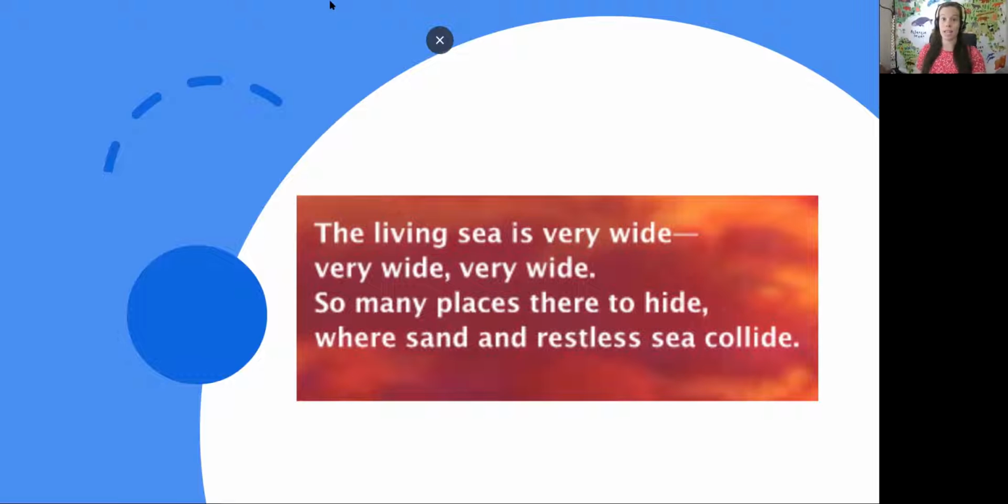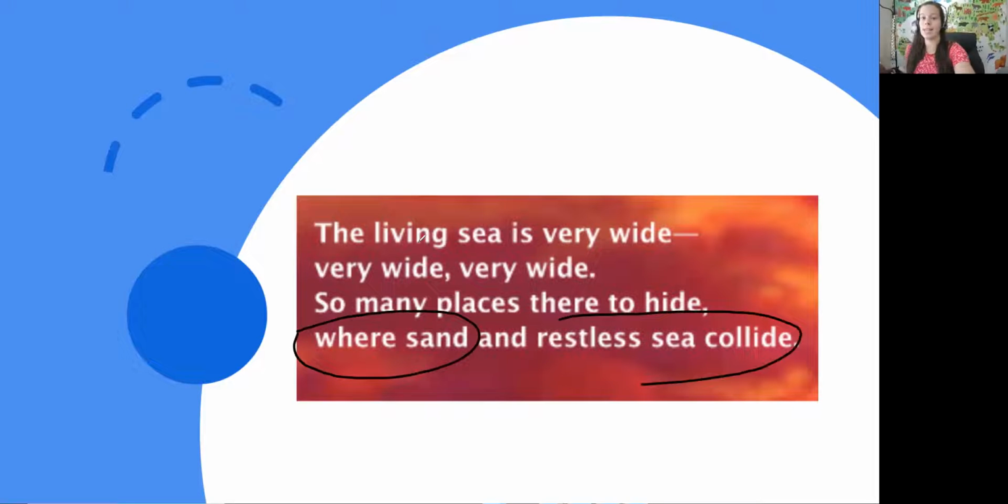Now, again, it is a poem, so it's written kind of differently than we would normally speak. Like where sand and restless sea collide. I know collide is like a crash. Boom. So we have sand and we have restless sea. If it has restless sea, it doesn't want to rest. It's moving, moving, moving. So I'm picturing all these waves in the sea and where the sand and the sea meet. It's on the edge of the water. Like if you're going to the beach, it's the part that you go in.